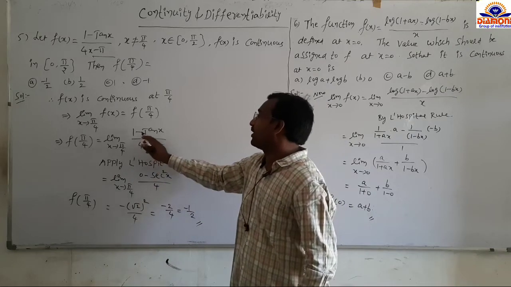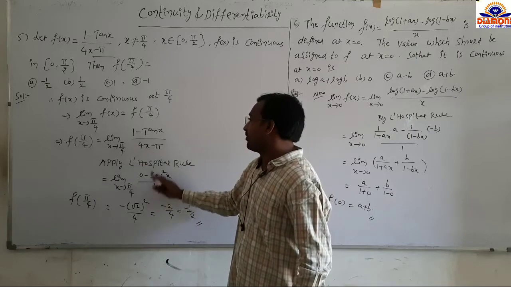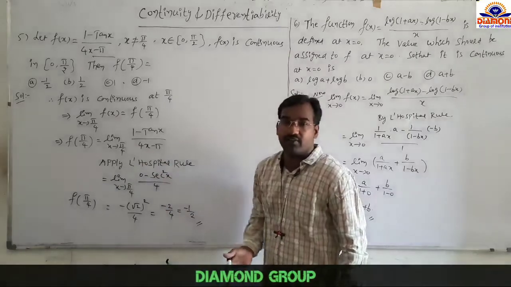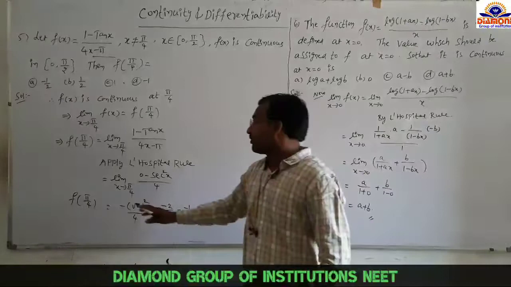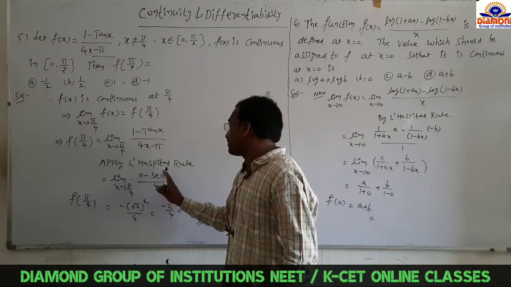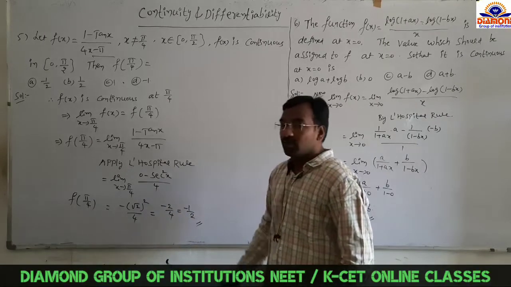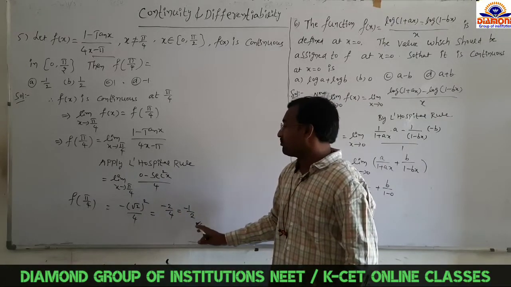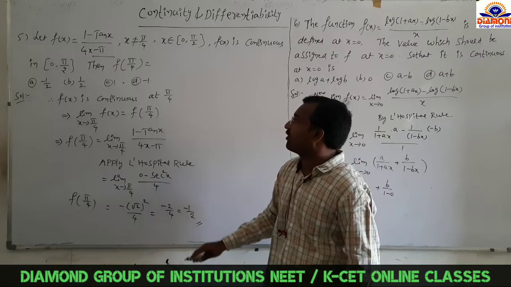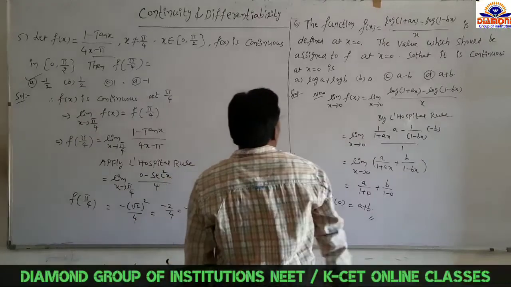One derivative is 0, minus tan x derivative is minus secant square x, and 4x derivative is 4. Pi is a constant, derivative is 0. So if you apply the limit at pi by 4, what do you get? Minus secant square pi by 4, that is nothing but minus root 2 whole square by 4. So minus 2 by 4 is nothing but minus 1 by 2. This is the value of f of pi by 4. So option is A. Next problem.